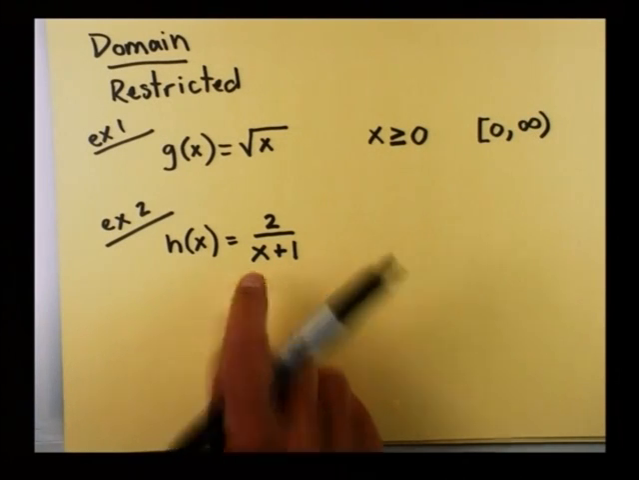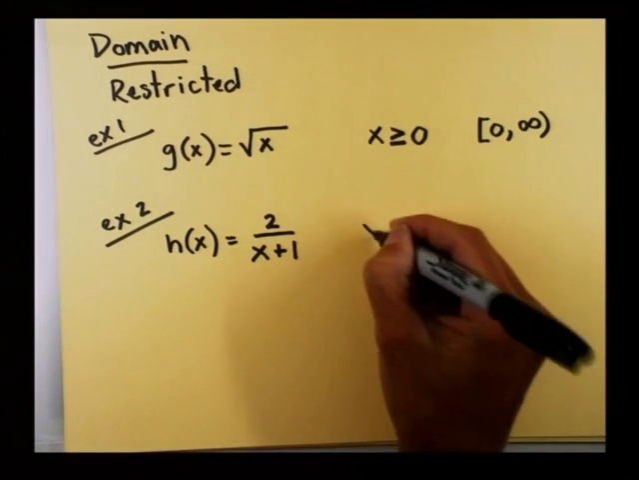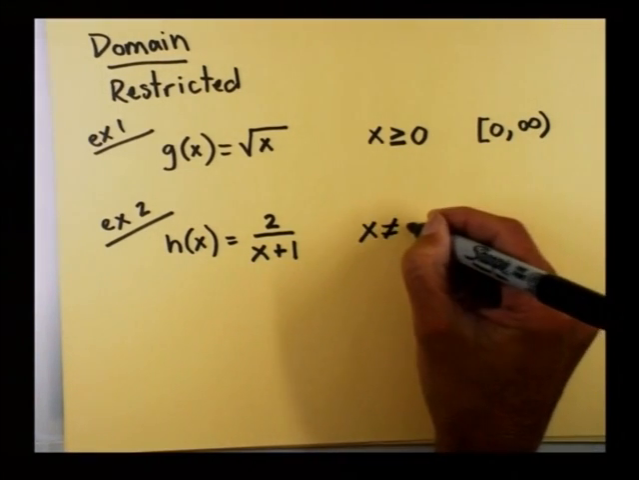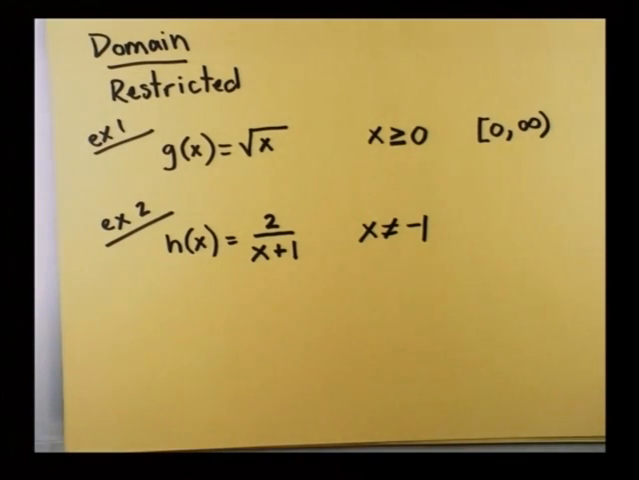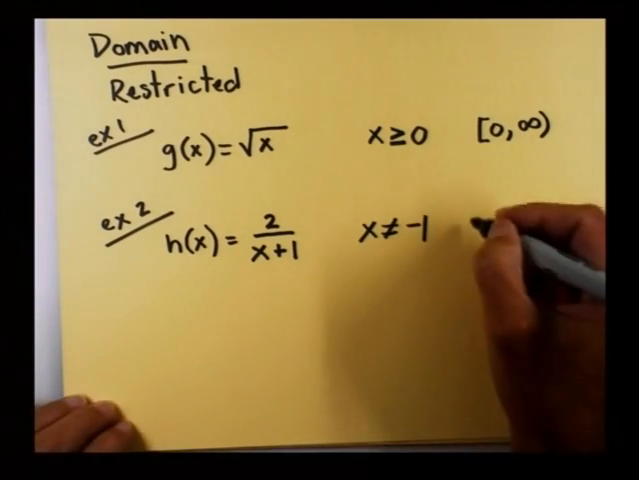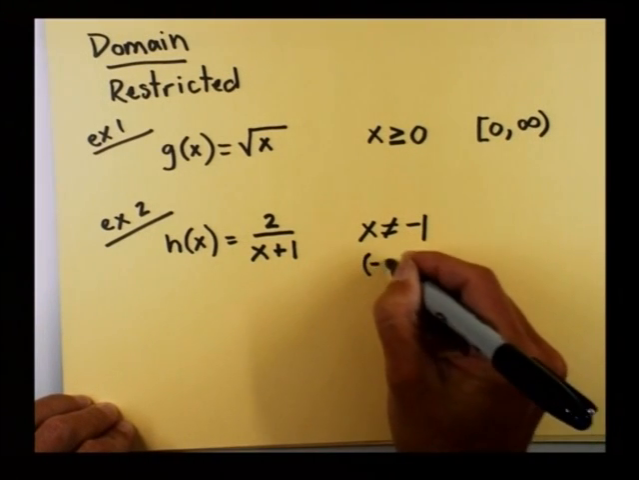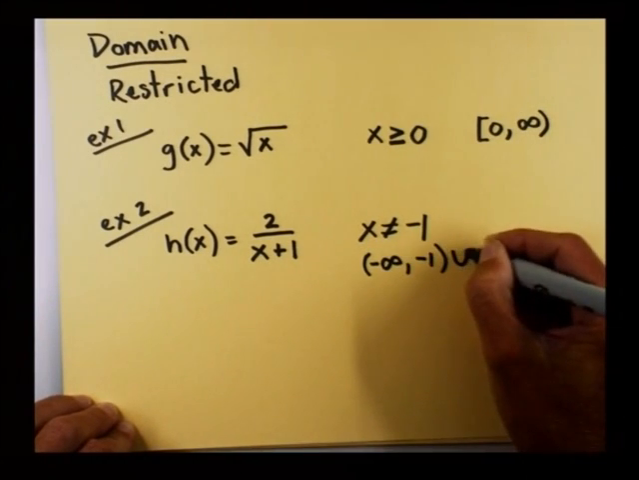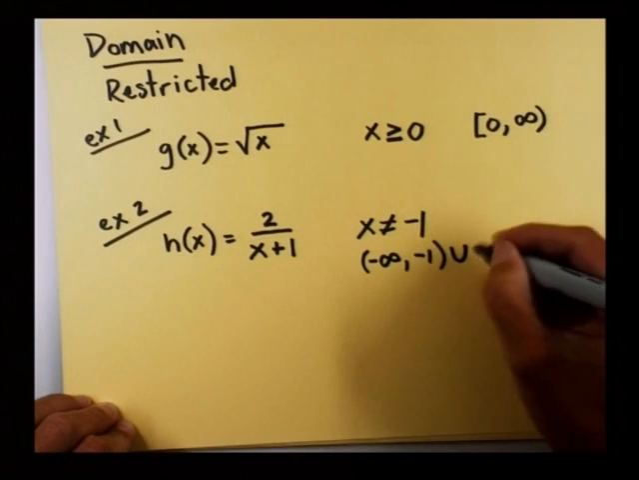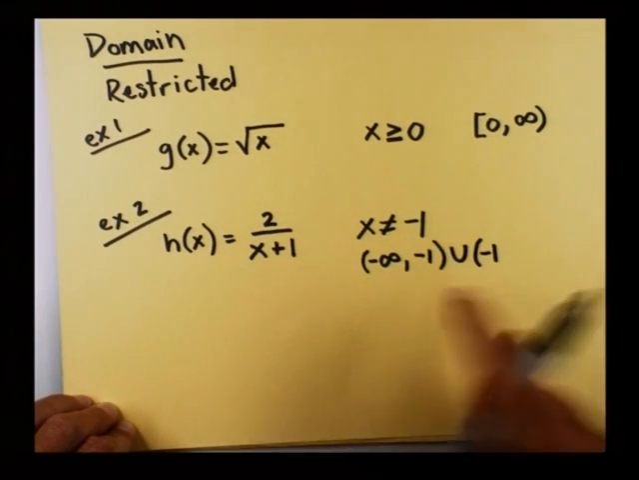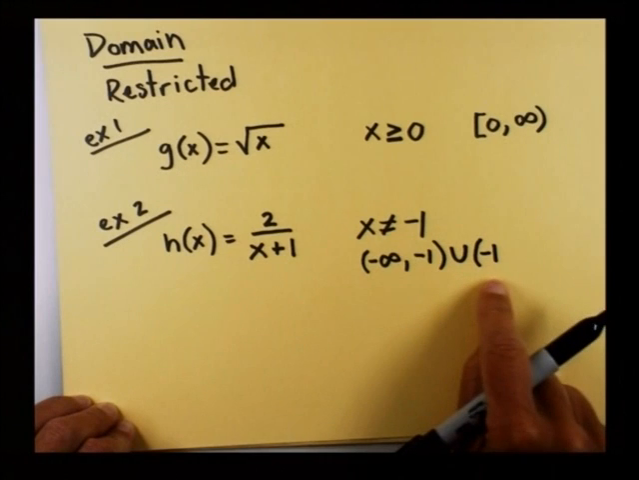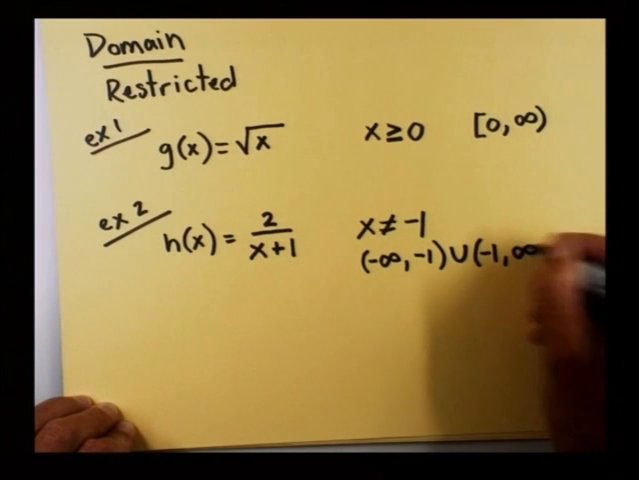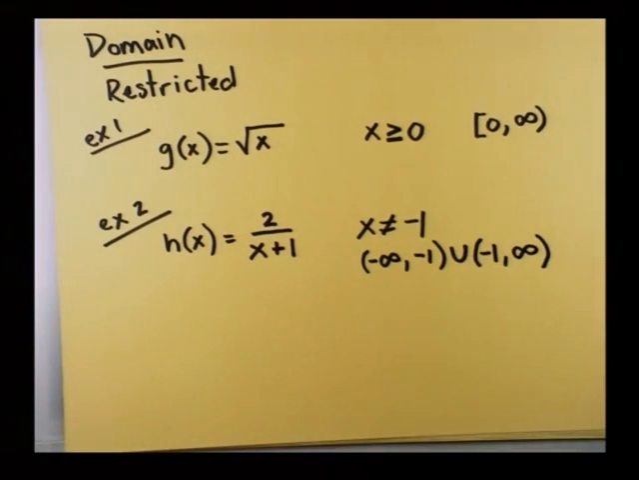So in this case, what we're saying is that our domain is restricted. Our domain, we can use all numbers, all real numbers, except for x cannot equal -1. To show that again in interval notation, I would show that I can use all numbers from -infinity up to -1, but not including -1. And then again from -1, not including -1, up to positive infinity.